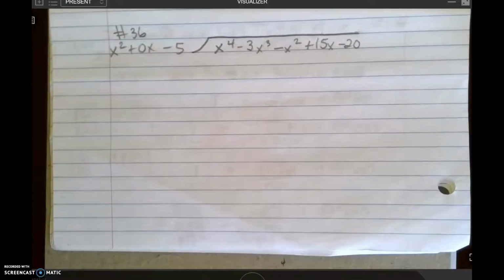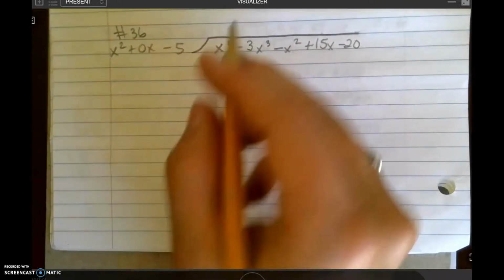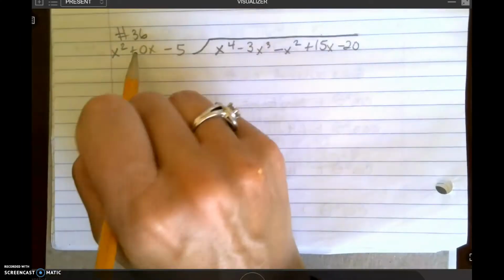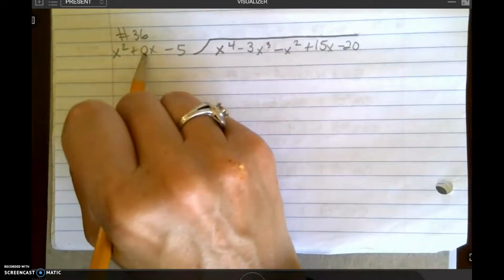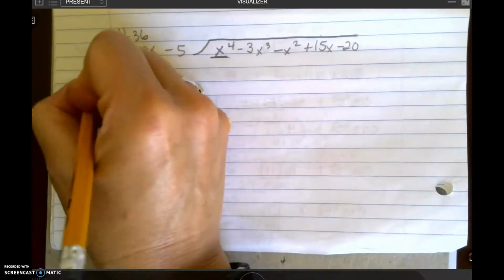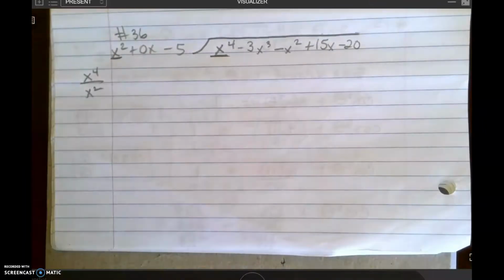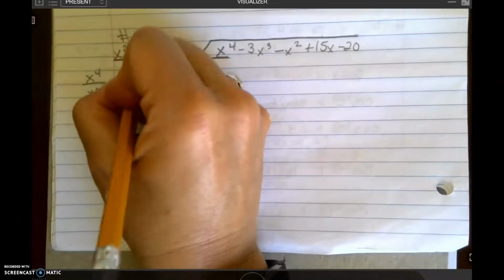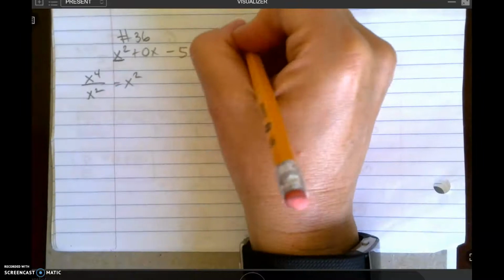Okay. And here is number 36. Again, notice that I put a placeholder where there was not a term. Start by focusing on the first. What is x to the fourth divided by x squared? And I get x squared. So that's what goes here.